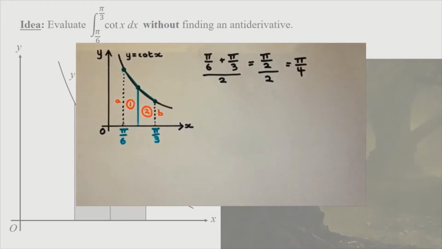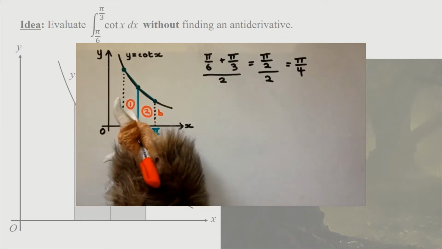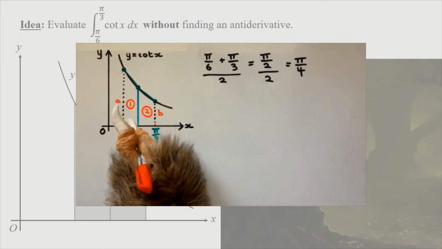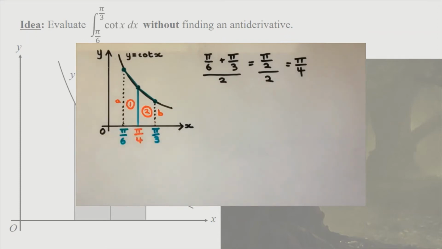Right, so I can now introduce this new coordinate. This is pi over 4. I'll write it on the diagram. And this means we can now determine what h is. Okay, so h is going to be the difference between pi over 6 and pi over 4, or in a similar fashion, pi over 4 and pi over 3. It doesn't matter which one you use, you should get the same answer.